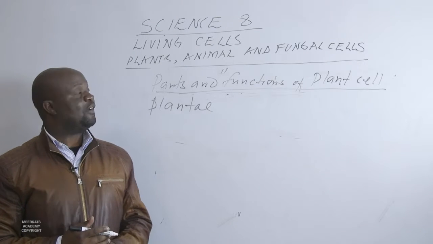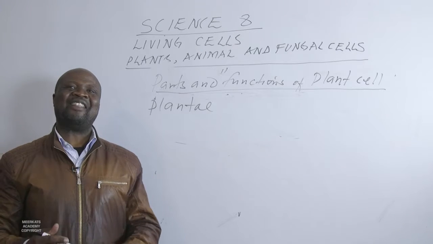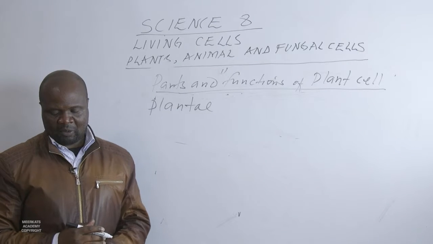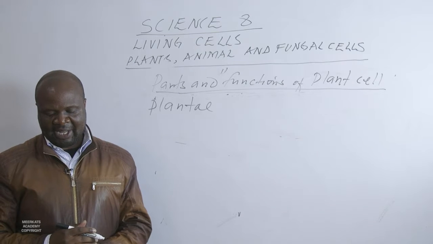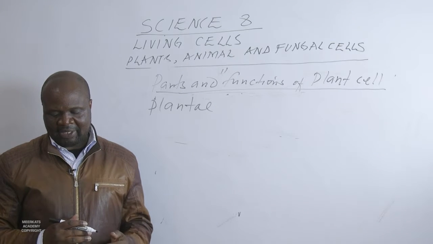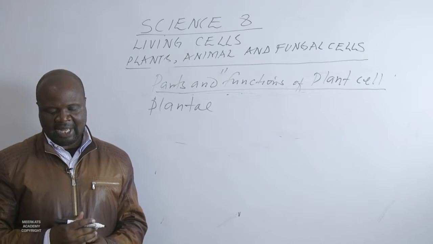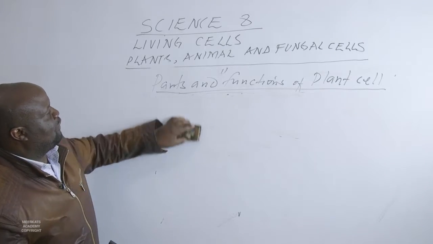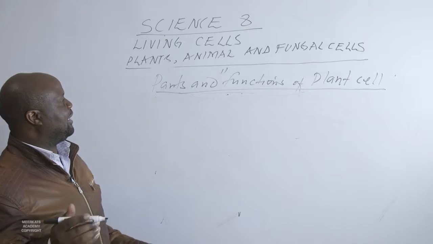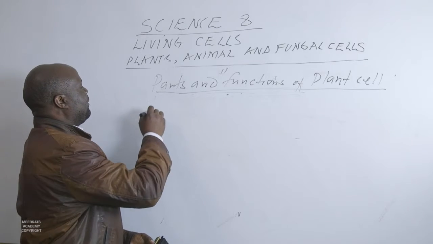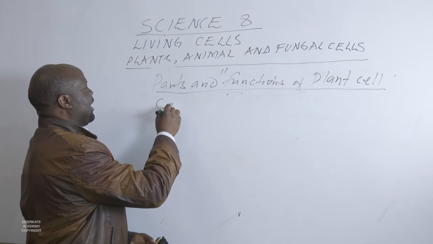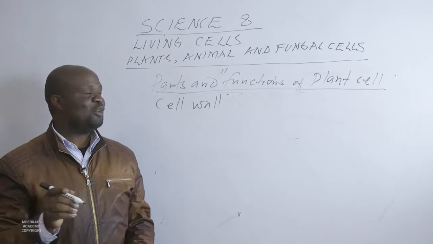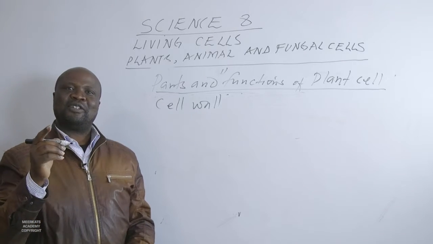Plant cells are differentiated from cells of other organisms by their cell walls, chloroplasts, and central vacuole. For us to differentiate a plant cell from cells of other organisms, we are saying plant cells have a cell wall. Animal cells don't have a cell wall, but the plant cell has a cell wall.